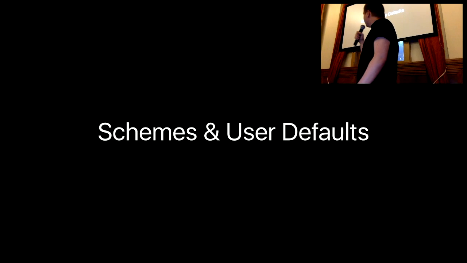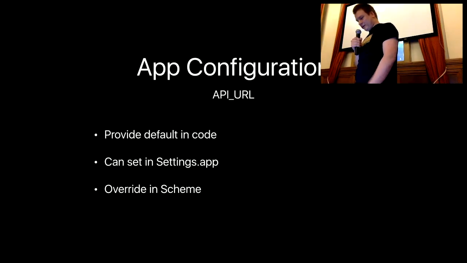So you put those together. You might have an application that has some kind of configurable API URL for your backend. What you can do is provide a default in code or in a property list in your resources. You can also have an option in your settings app, which you probably wouldn't include in production, but if you have a testing team or just for your own purposes, you can put an option in the settings app so that you can dynamically change what API you hit. And you can also create a scheme that overrides that value.